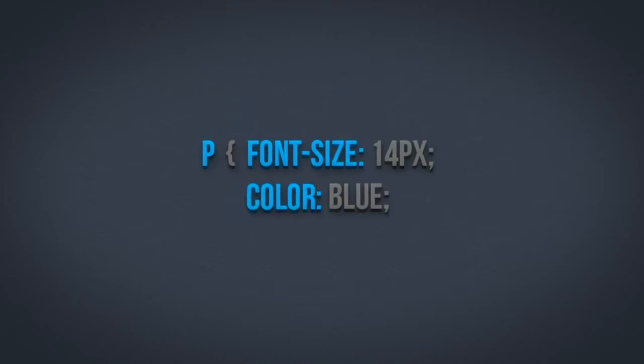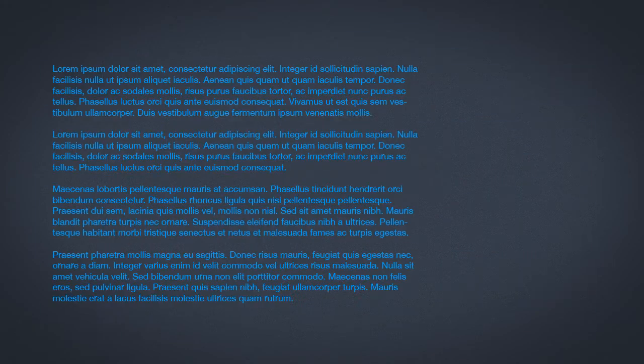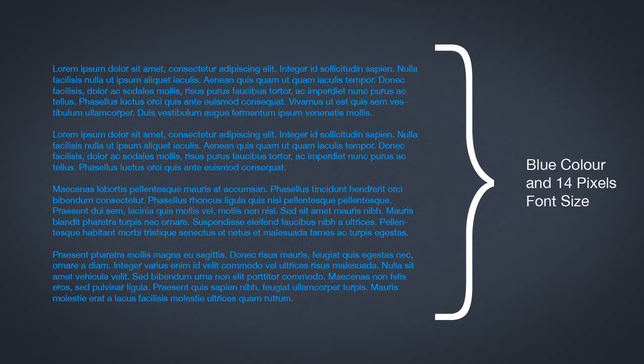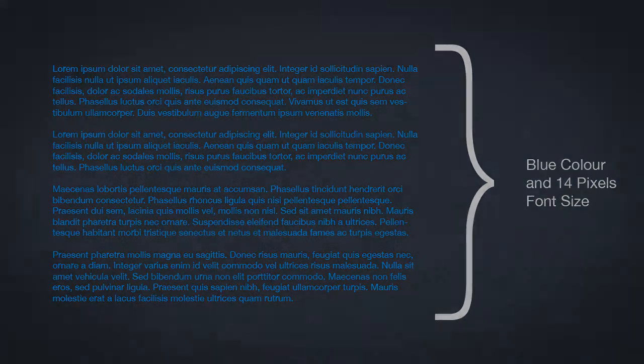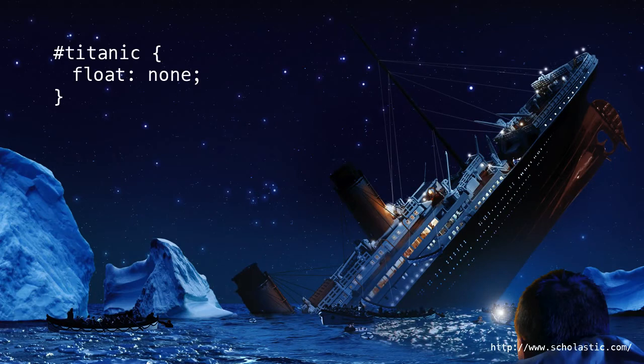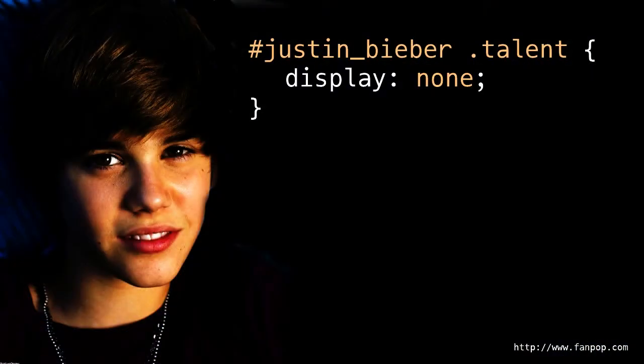We write CSS like this. First, the name of the tag, then open curly bracket, the properties and value, then close curly bracket. For example, this will make all paragraph text blue in color and 14 pixels in size. Like HTML tags, all CSS properties are straightforward English words.